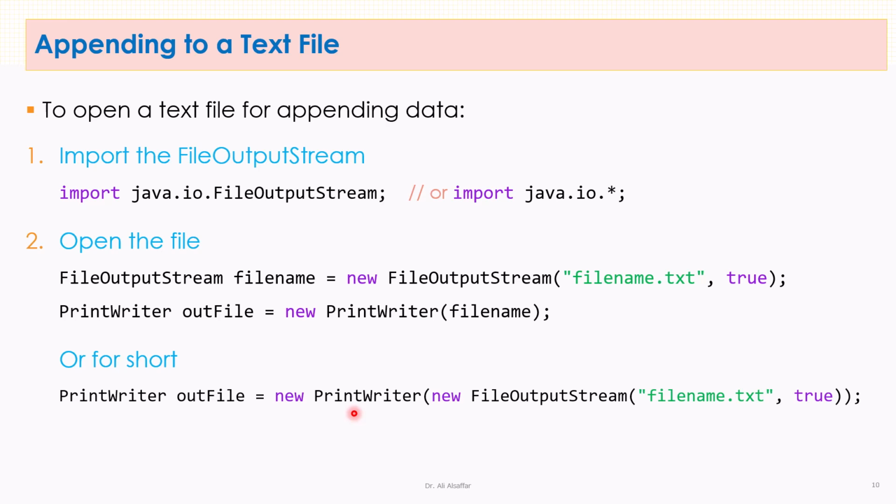Let us go to jGRASP to demonstrate how to append more data to the student.txt file that we created in the last example.